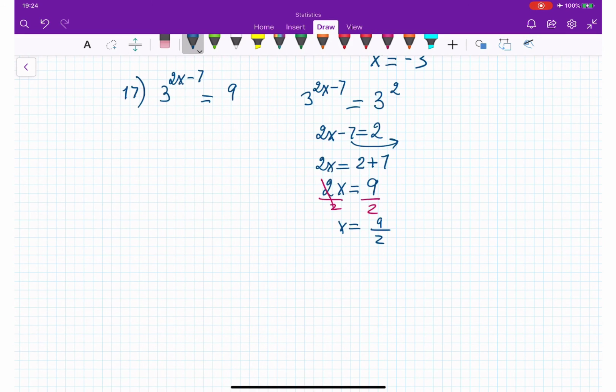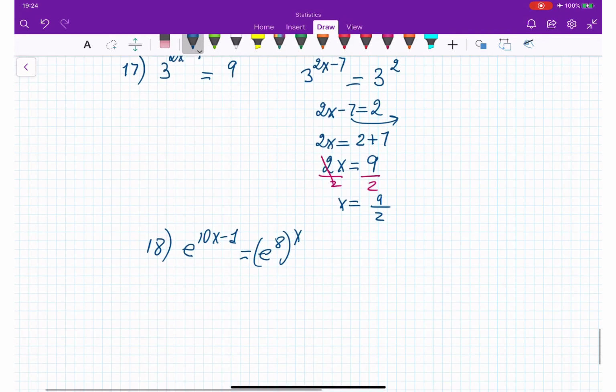Question number 18. e to power 10x minus 1 is equal to e to power 8 to power x. E has a mathematical meaning. E has its own value, and it's widely used in economic growth.